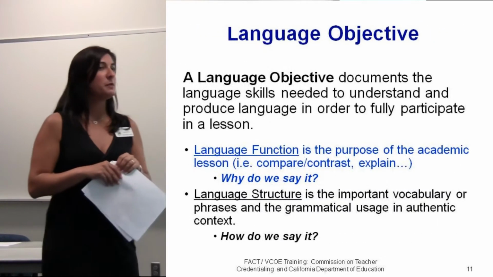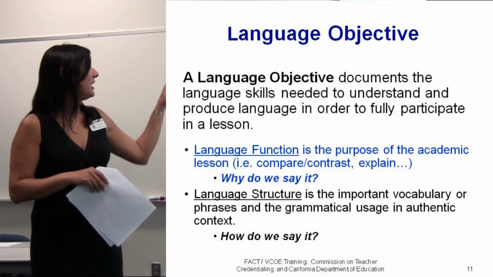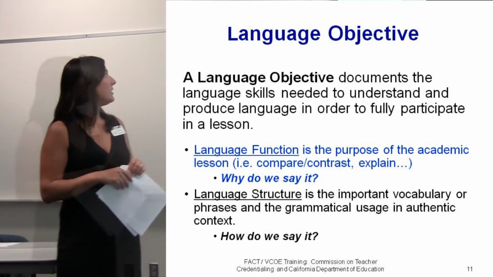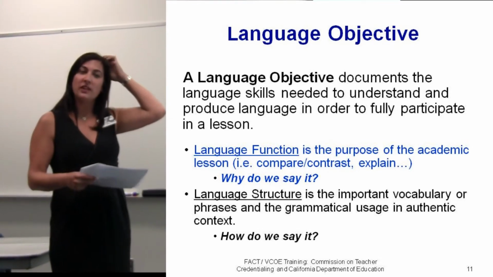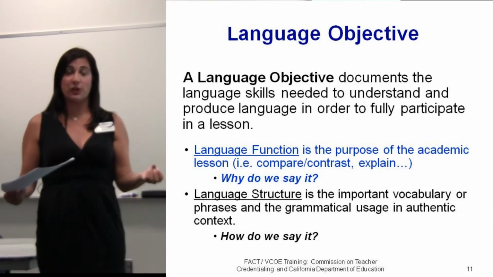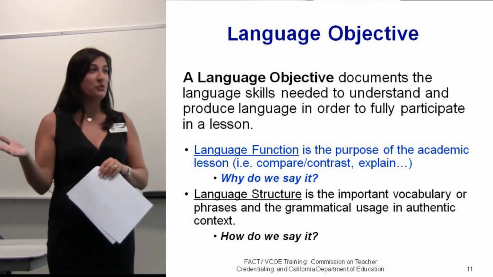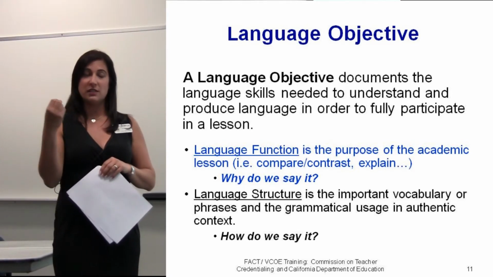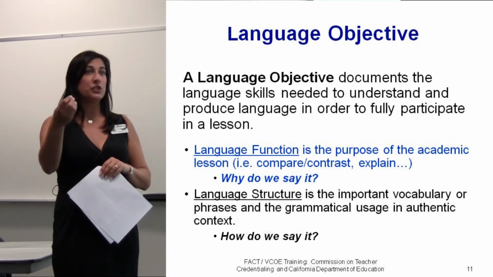All right, so this is the specific language objective, and in the blue you will see the purpose of the language function. It's the purpose of the lesson, and it's what we want them to do. It's the verb. Most often the function is the verb, it's the action. Sometimes you find them in a content standard, sometimes you find them in an instructional objective, but it's the verb. It's what we want the student to be able to do.